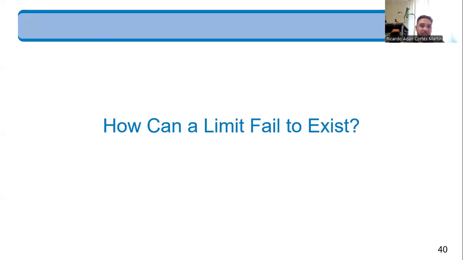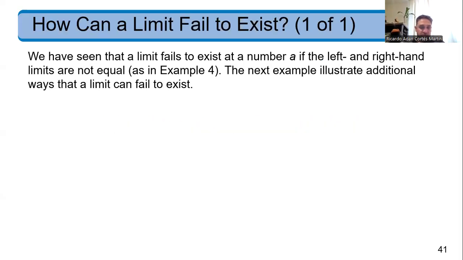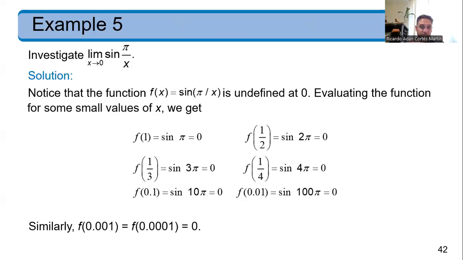How can a limit fail to exist? Okay, so we have one question there. If both one-sided limits don't reach the same value, the limit doesn't exist, okay? Now let's see, for example, what about this limit? Sine of pi over x. So remember, pi is a constant.